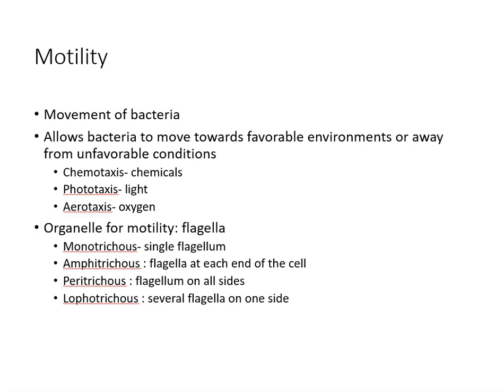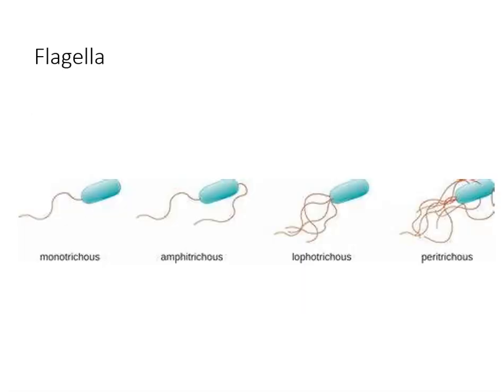A flagellum at each end of the cell. Peritrichous, a flagellum on all sides. Think of a periscope. And lophotrichous, several flagella on one side. So when you look at this, this is the monotrichous, this is the amphitrichous, this is lophotrichous, this is the peritrichous.